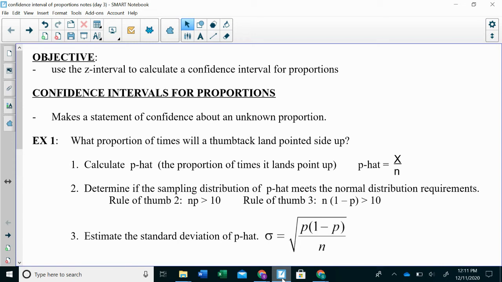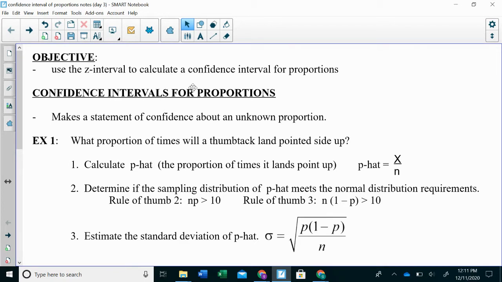This video is going to help us learn how to use the z-interval to calculate a confidence interval for proportion. There are a lot of words going on in that, which can be overwhelming. Basically, what we want to create is a range of numbers in which we feel confident that our proportion will fit.